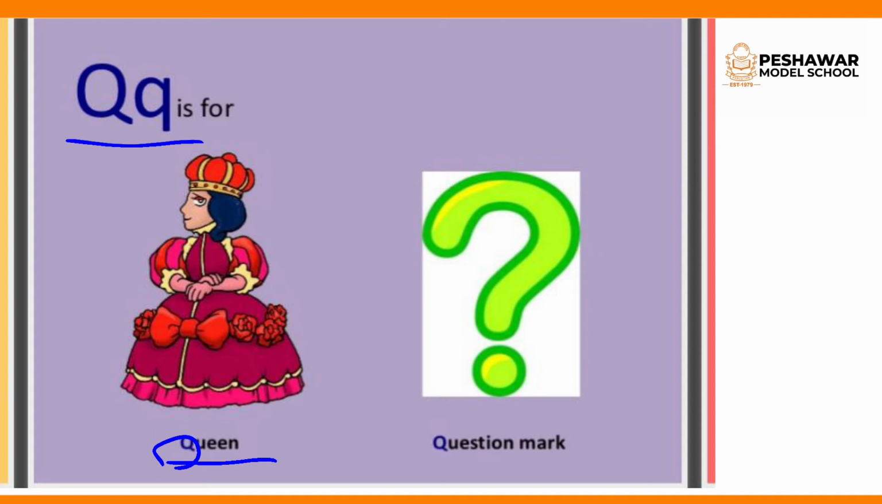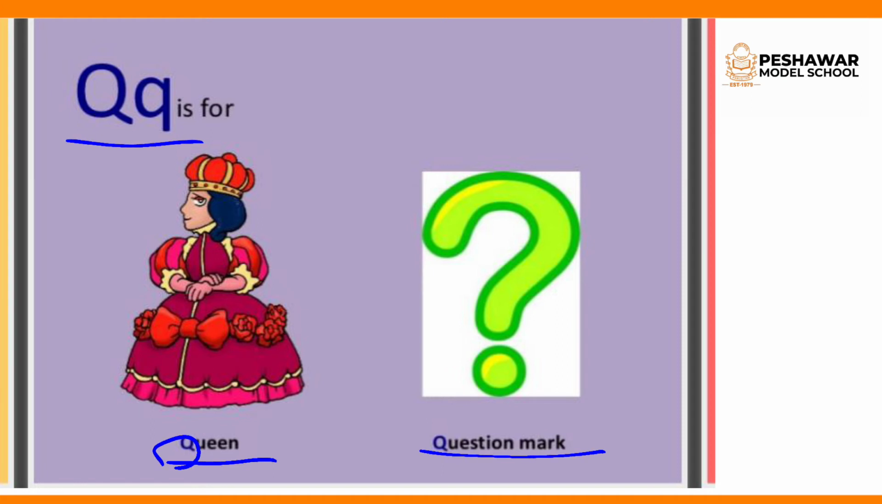If we look at the second word, that is question mark. In question mark, the first letter sound is K, and the final letter is K, so the final sound is K.